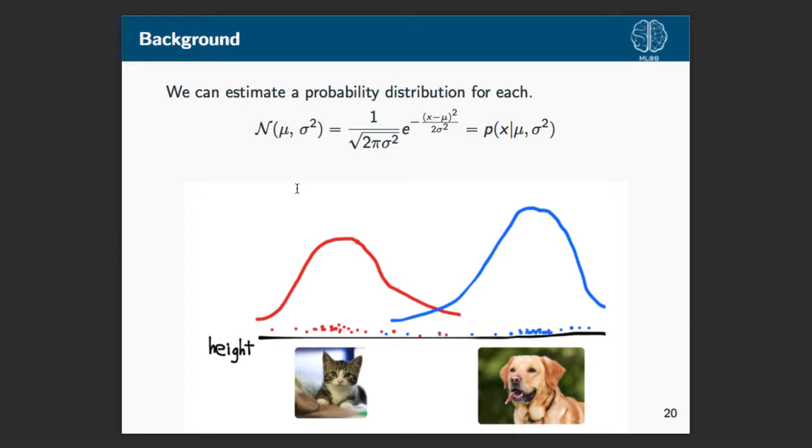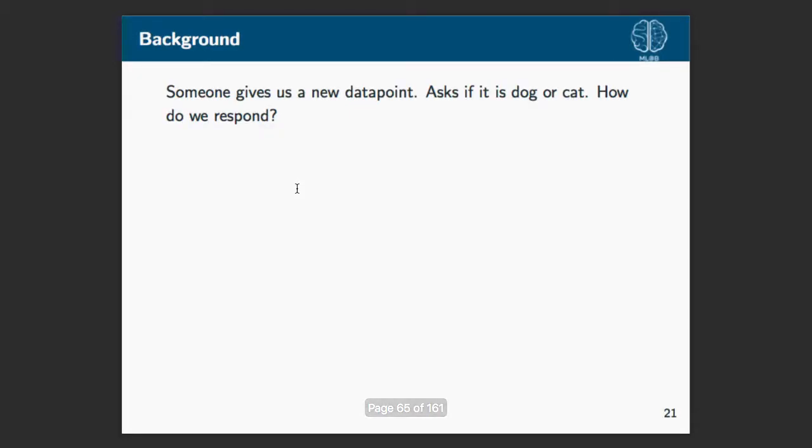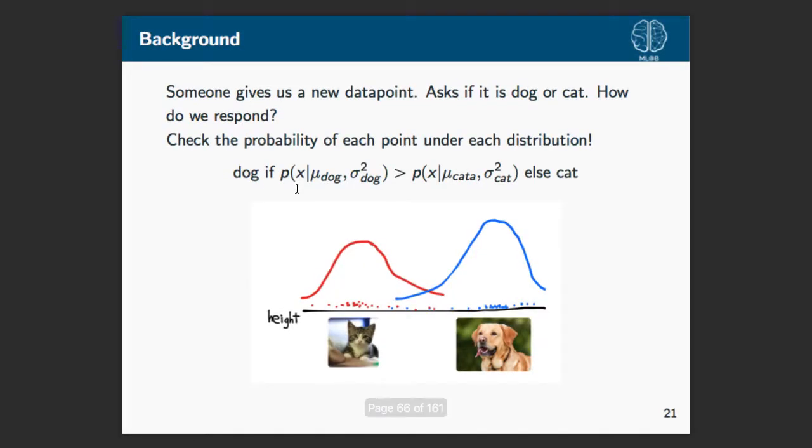Cool. So now we have these two distributions. A friend goes and gives us a new data point. He says, oh, I observed this animal with height 7. And he asks us if that's a dog or a cat. So what are we going to do? Well, it's pretty simple. We already have the distributions. So we just check the probability under each distribution and see which one is more likely.